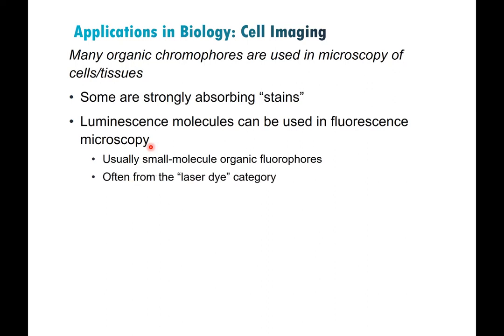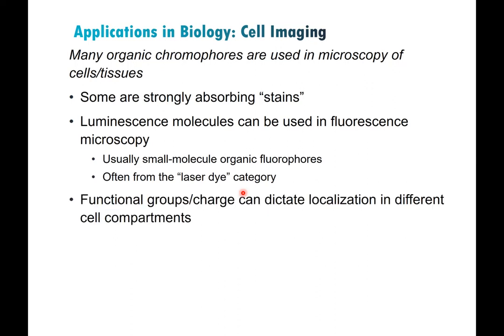And in many cases, they're from the laser dye category. So we talked about that a little bit, I think, last time, when we talked about different categories of luminescent molecules. And so those, coumarin, xanthene-based, rhodamines, all those different laser dyes that we learned about, a lot of those are used in fluorescence microscopy, often decorated with functional groups that ensure that they can get into the cell or get to the part of the cell that they need to get into. So those different functional groups and the overall charge of the molecule are important for determining where in the cell it will localize.